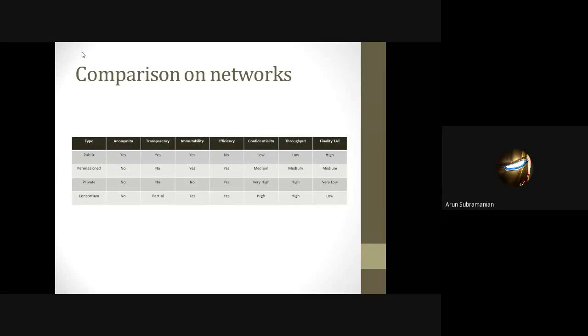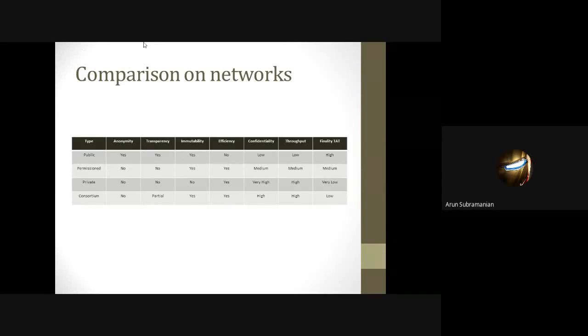So in case of permission, private or consortium, every node will be under a small network. In permission, only a pool of nodes will be inside that network, in private as well. And even in the consortium, 10 or 15 banks, or 10 or 15 banks plus other government regulating bodies, will be there. So those nodes will be taking part as the miner nodes. So here as well, the efficiency is good because very few nodes are carrying out the mining.